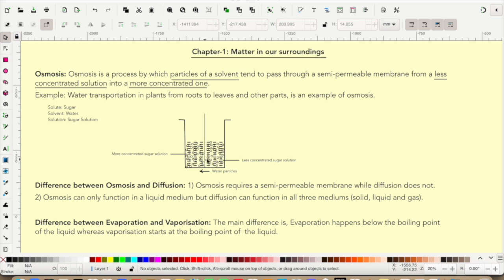This movement of particles is never ending even if equilibrium is reached, means concentration of the solution on both the sides is equal. This phenomena is known as osmosis. Example of osmosis is water transportation in plants from roots to leaves and other parts.